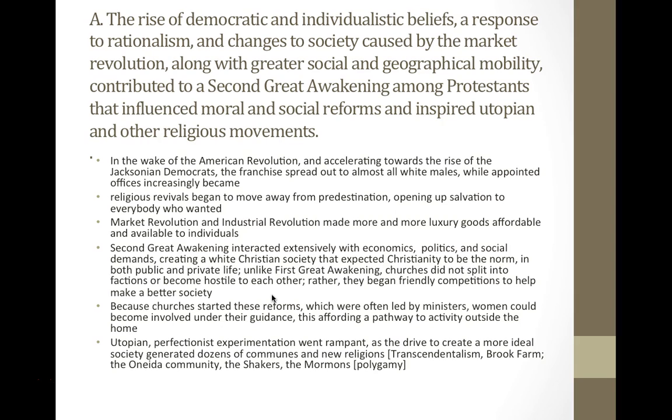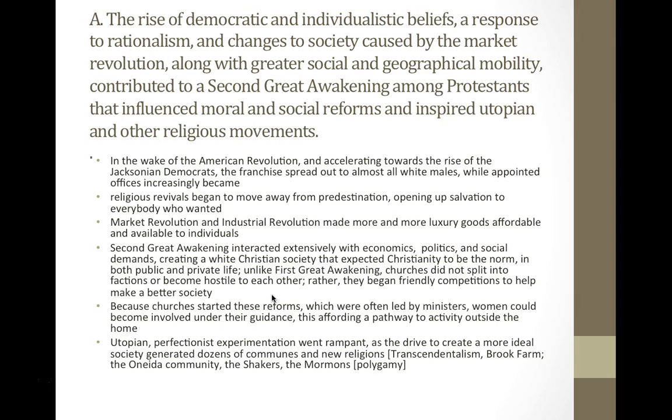Unlike the First Great Awakening, we don't get churches that are going to split and become hostile towards each other. And in the First Great Awakening, we had the Methodists and the Baptists kind of spring up. All right, now we're instead going to have churches that are actually going to compete in a friendly way to help make a better society. And that's all the reform movements we talked about when we did our reformer speed dating on all the different people that are going to come out of that Second Great Awakening.